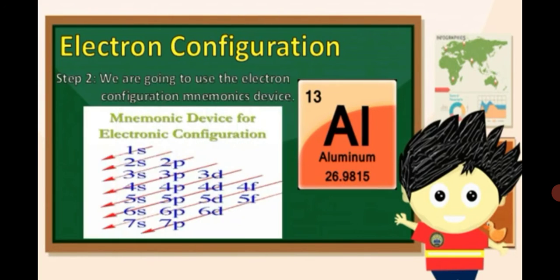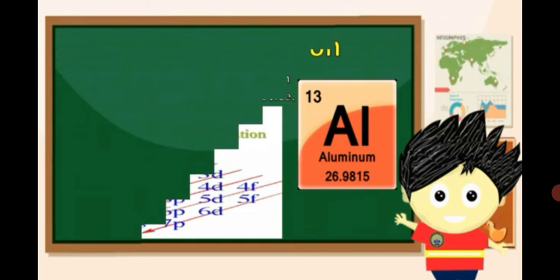Step 2, we are going to use the electron configuration mnemonics device for us to know the proper arrangement of the energy sub-levels. Kailangan nating gamitin ang mnemonics device na ito upang mas maayos nating matandaan ang tamang pagkakasunod-sunod ng paglalagay ng number of electron sa bawat orbitals or sub-levels ng isang element.